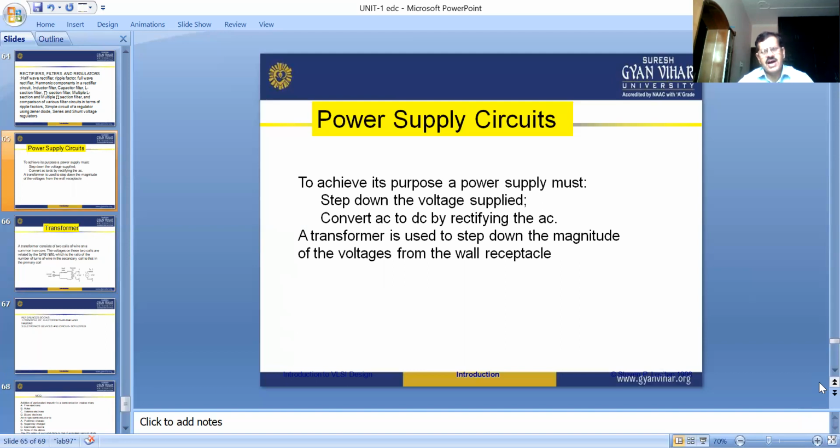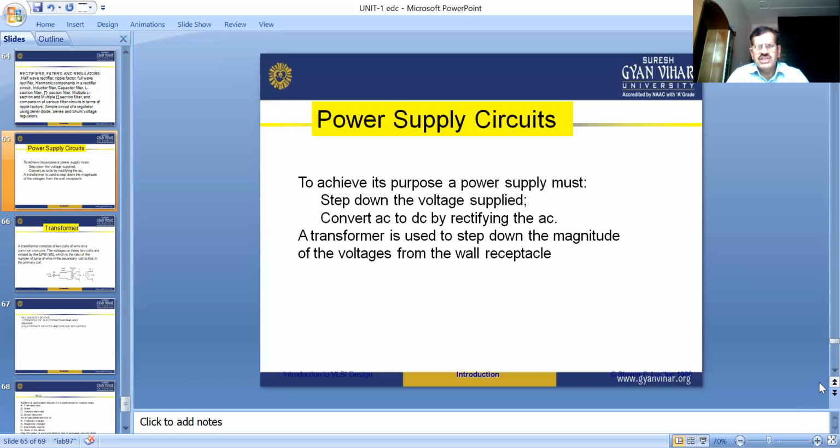And the next components are diodes, and some components are resistance, capacitance, inductance, etc. and a power supply circuit. So to achieve the purpose, a power supply must step down the voltage supply, because the input voltage is 220 or 240 volts AC. So we must step down this supply voltage by using the step down transformer.